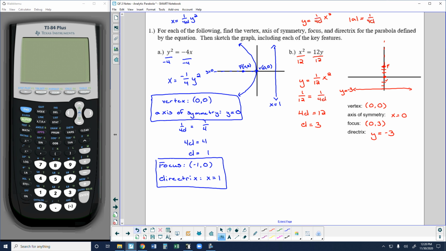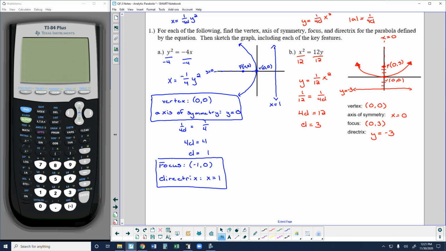And from here, now I can sketch in my curve. Again, that curve doesn't have to be perfect, but we want to make it look a little bit more like a U shape than a V shape. And as long as we have our correct labels in there, then we're good. So our vertex is at 0, 0, our directrix at y equals -3, our focus at 0, 3, and then my axis of symmetry at x equals 0.